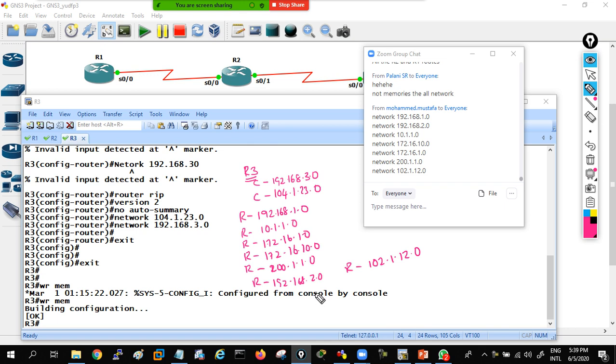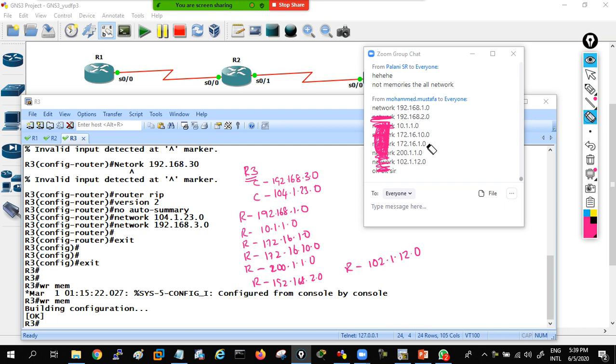Oh, Mustafa, you typed, man. Yes. Hello, Mustafa, you should not type the network command. Remember, it's learning. You are not advertising. This is wrong. I know that you mean that these are the networks. Understand, Mustafa, these are the RIP routes which are learned from router 2.